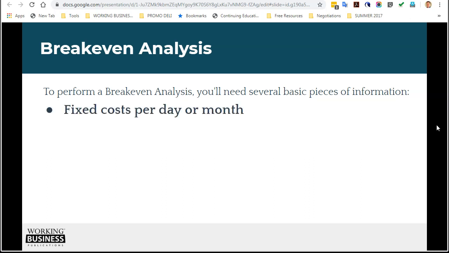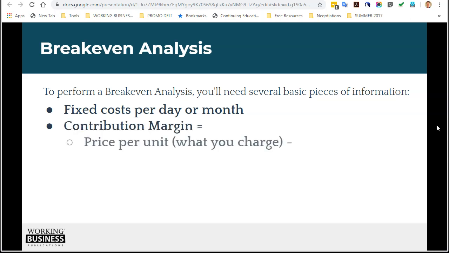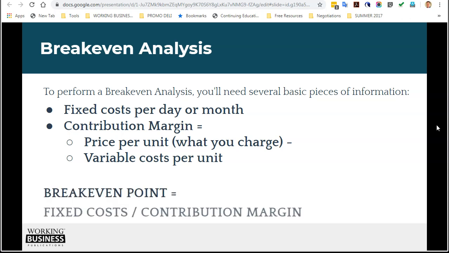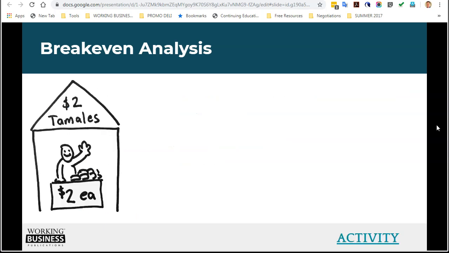What are your fixed costs per day or per month or any specified period that you want to track your break-even analysis over? Your contribution margin, the price you sell for each unit, and the variable costs that it costs to make each unit. The break-even point equals the fixed cost divided by the contribution margin.